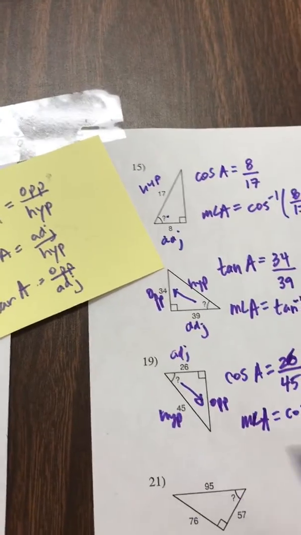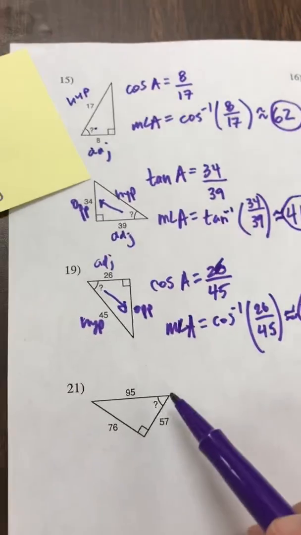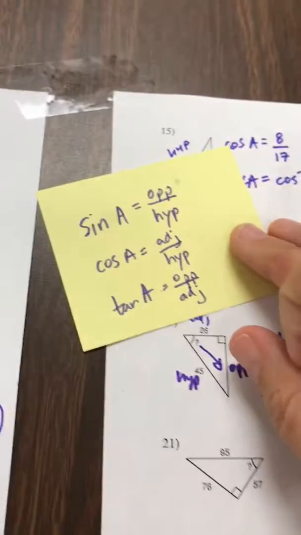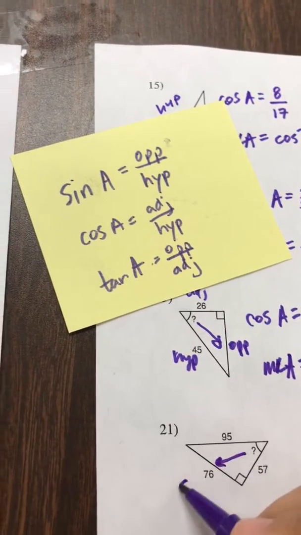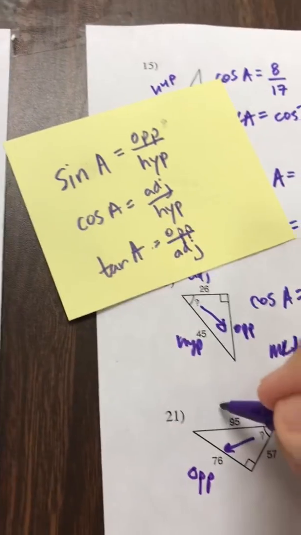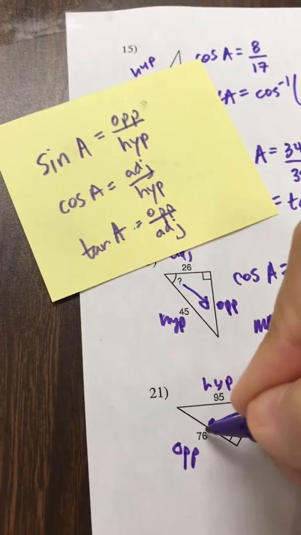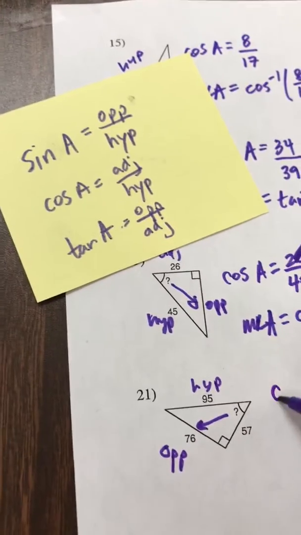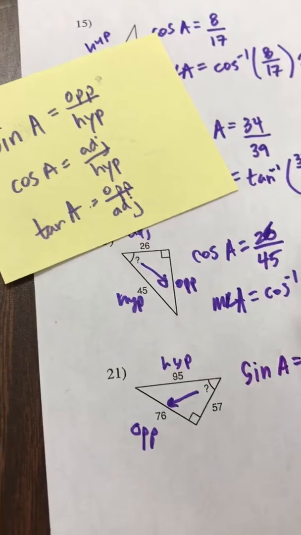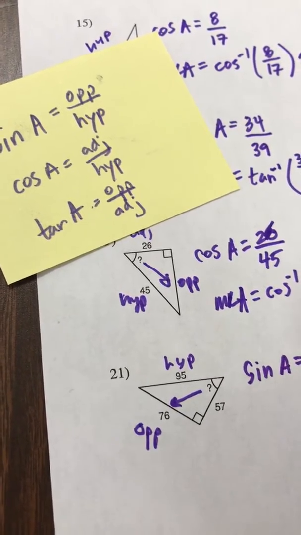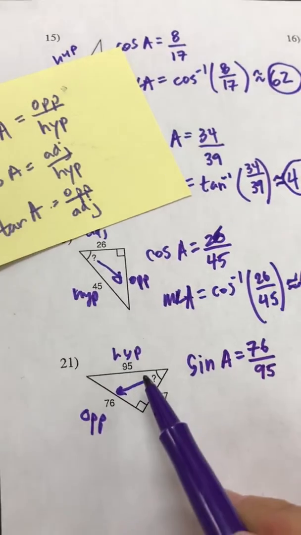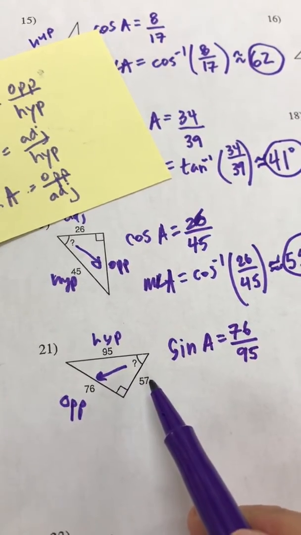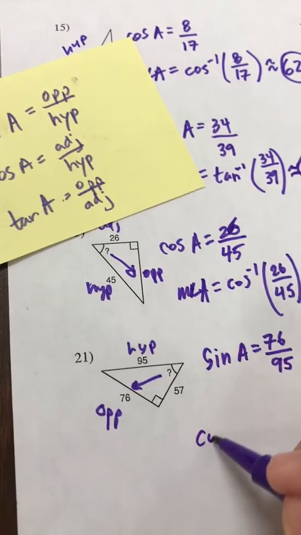Ooh, they gave us all the information, so really cool. Here, I can pick any one I want and they'll work. I don't know about you, but I actually like sine the best. A sine is opposite over hypotenuse, just because it's the first one I learned. So the sine of an angle is 76/95. Okay, let's say you had picked cosine.